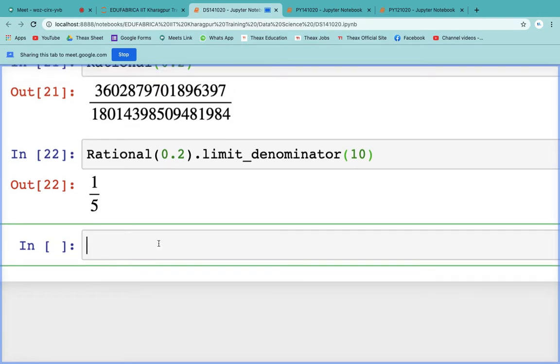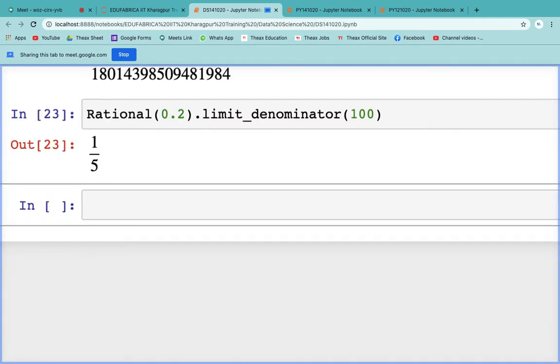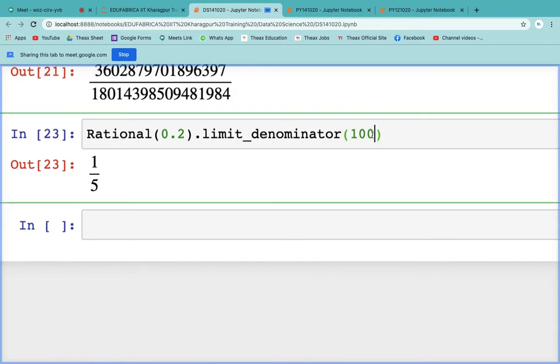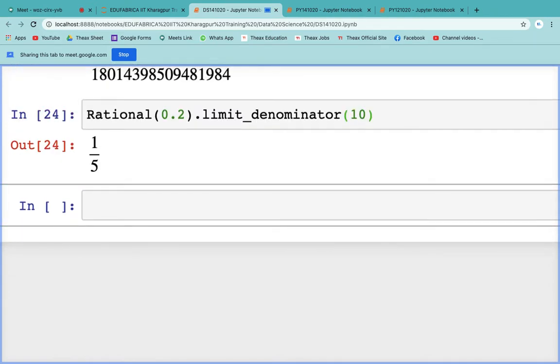You want to limit the denominator, that is just 10. Or you write 100 again. So that's the only difference. By limiting the denominator, you get a very simpler representation, just by specifying the denominator limitation, and you get results like this.